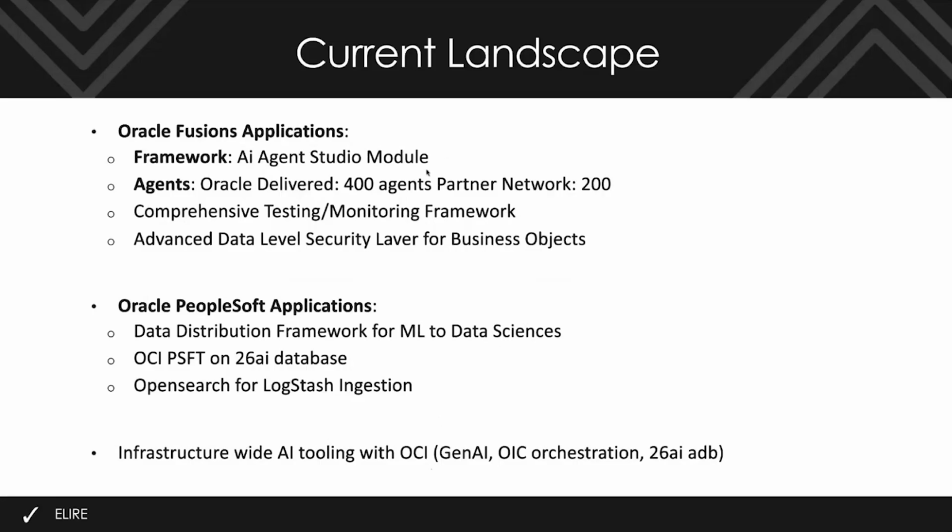Fusion applications have a very robust AI Agent Studio module. I'm going to call it an entire module, a collection of pages within that module that really help you to either pull the delivered agents, which there's over 400 that Oracle has delivered and about 200 from the partner network. They're ready to go. You can just deploy them. They're within the included tier, so you're able to start leveraging them on day one. We do recommend you do go through the proper testing.